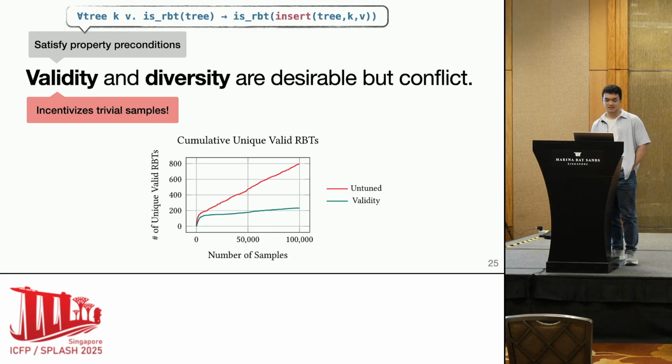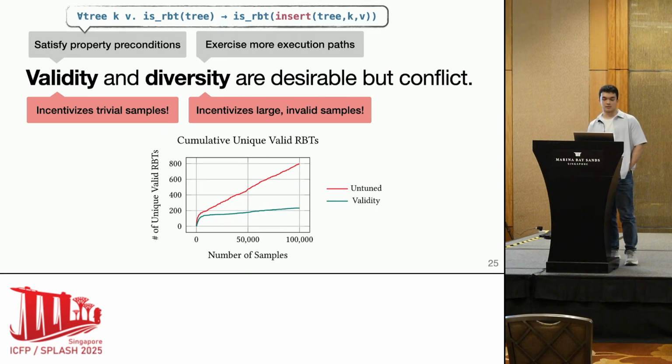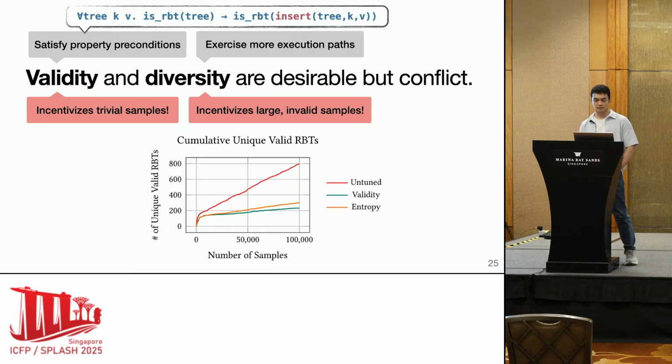But this actually points us to the other desirable property, which is that we'd like some notion of diversity among our samples. The intuition here being that diverse samples will exercise more execution paths in your system under test. However, when we tune for diversity, which we do using a standard metric for the diversity of a distribution, entropy, we find that this is degenerate in a different way, that it incentivizes large and valid samples. Larger trees are easier to make diverse, but harder to make valid. So again, we find that when we tune a generator for this objective, we actually end up doing worse than our untuned generator.